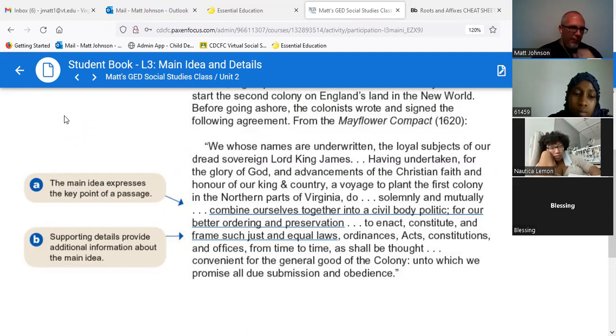That is a lot. But they have here underlined, what is the main idea? And here it's buried about halfway through the paragraph. The introduction there is basically telling you who is involved, right? It's basically the Pilgrims who came over on the Mayflower. But the main idea, combine ourselves together into a civil body politic for our better ordering and preservation, blah, blah, blah, to enact, constitute, and frame such just and equal laws.